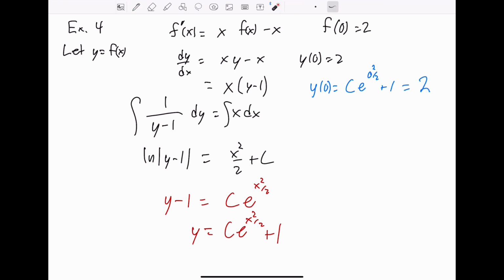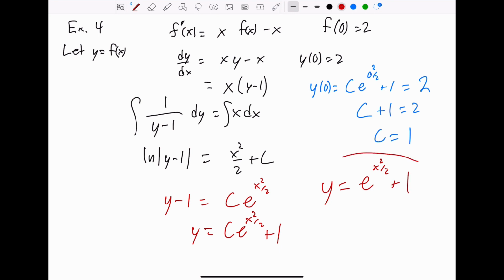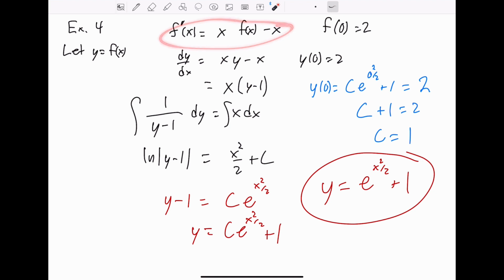Now, e to the 0 squared over 2, this is e to the 0. e to the 0 is 1. So we have c plus 1 equals 2. This tells us c equals 2 minus 1, c equals 1. So the very final answer here, the particular solution, is y equals 1 times e to the x squared divided by 2 plus 1. There is the particular solution satisfying this differential equation. And since this was phrased in terms of f, let's go ahead and rename this y to be f of x. So there's our function f satisfying this differential equation.